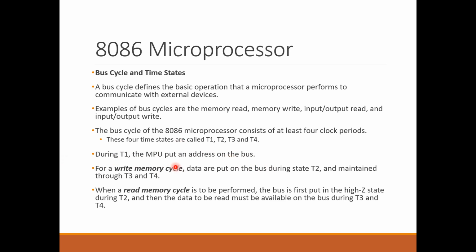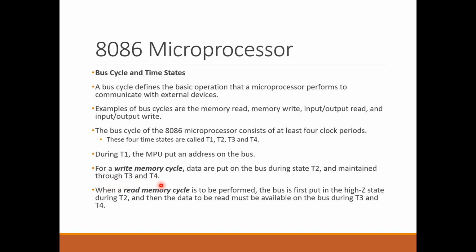So when the microprocessor performs a memory write cycle, the data which is going to be written to the memory location is going to be put on the data buses during T2 and maintained through T3 and T4. So through T1, the buses are holding the address, and for the write operation, those buses are holding data through T2, T3 and T4.